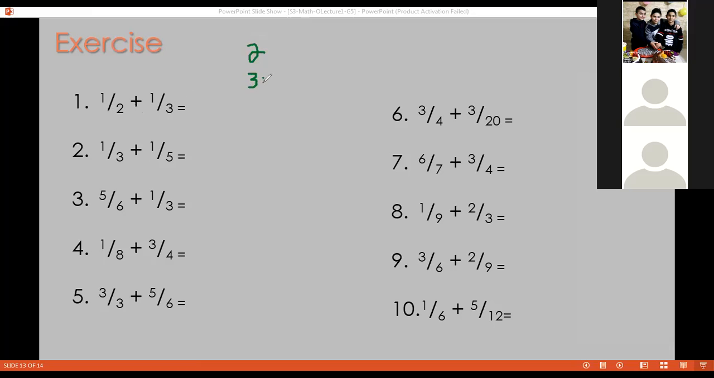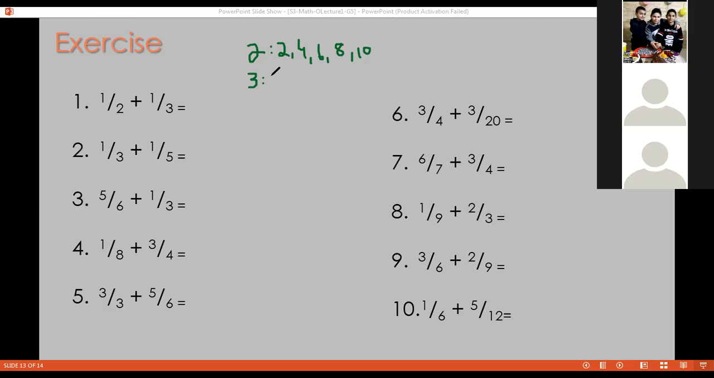Let us list the multiples of 2 and the multiples of 3. Yalla, help me. What are the multiples of 2? 2, 4, 6, 8, 10, and 12. That's it. Guys, we only list 5. We don't list more. If we need more, we'll continue.